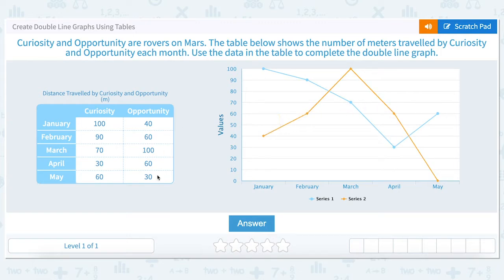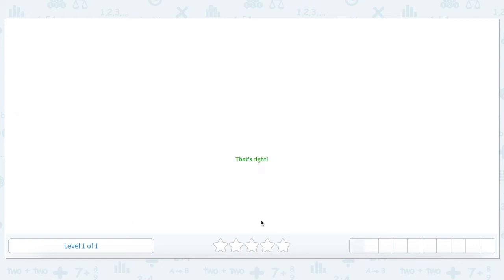And the last point is May, 30 meters. We go to May and up 30 meters to the y-axis. We have now graphed both of the lines on the graph. Let's answer the question.